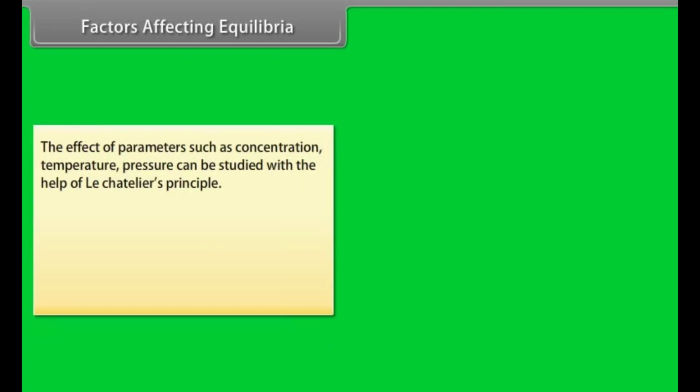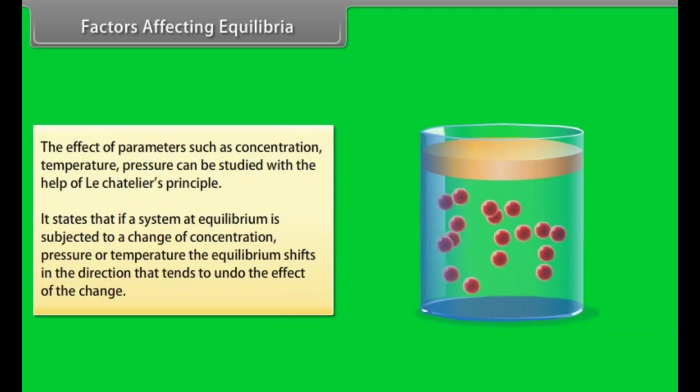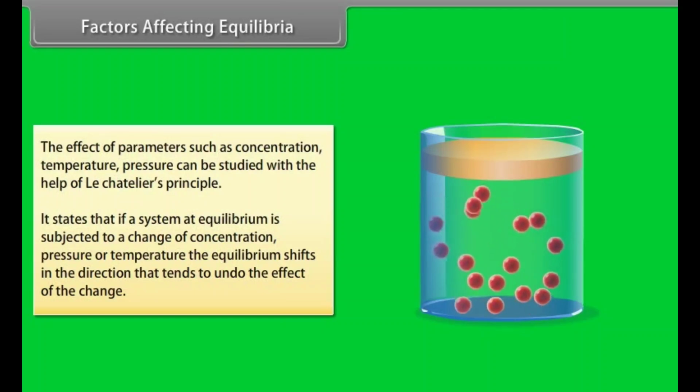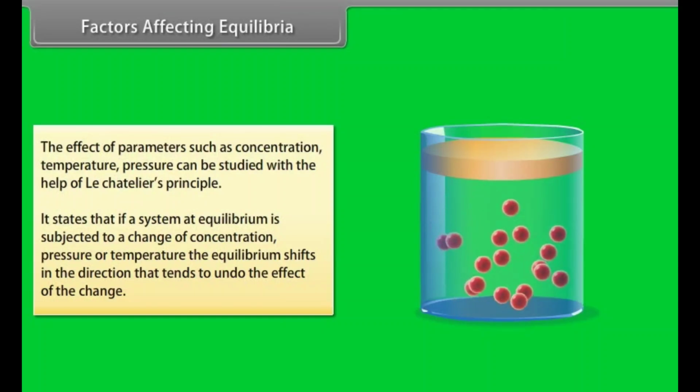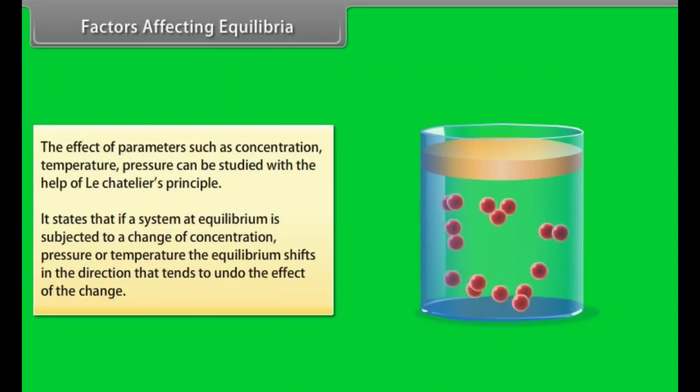Factors affecting equilibria. The effect of parameters such as concentration, temperature, pressure can be studied with the help of Le Chatelier's principle. It states that if a system at equilibrium is subjected to a change of concentration, pressure or temperature, the equilibrium shifts in the direction that tends to undo the effect of the change.